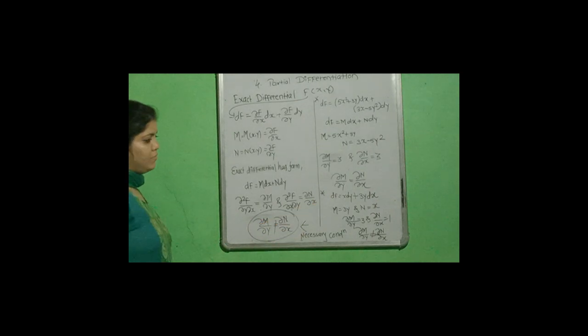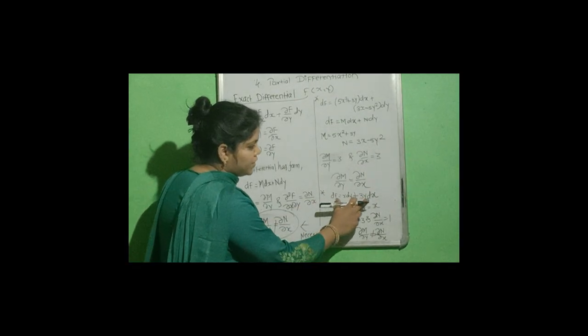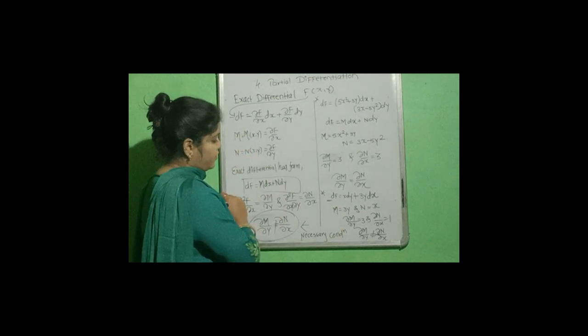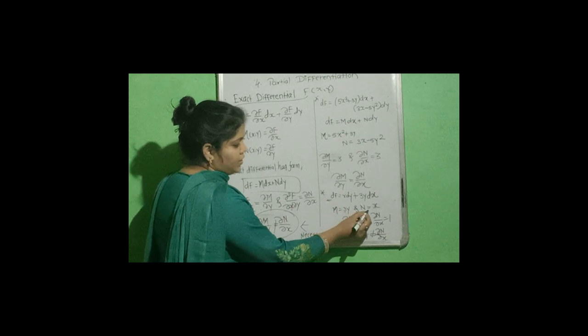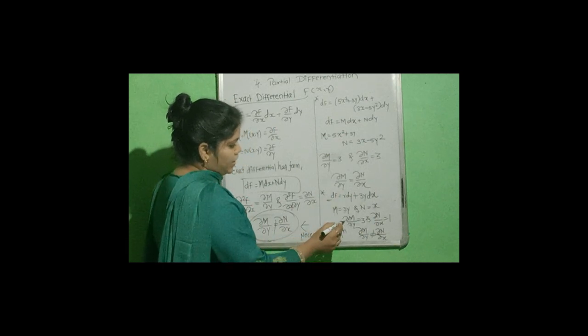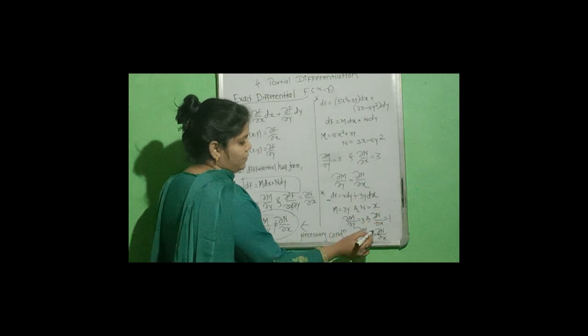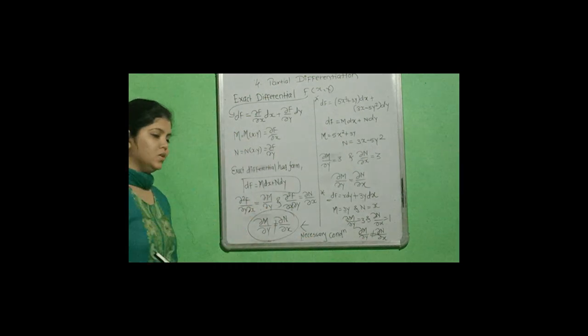Here df = x dy + 3y dx. If I compare this with the exact differential form, M is 3y and N is x. So ∂M/∂y is 3 and ∂N/∂x is equal to 1, meaning ∂M/∂y is not equal to ∂N/∂x. So in this case we can say that the differential df is not exact, and in such a case we cannot find out f. In the above case we can determine f, but in this case we cannot define f.